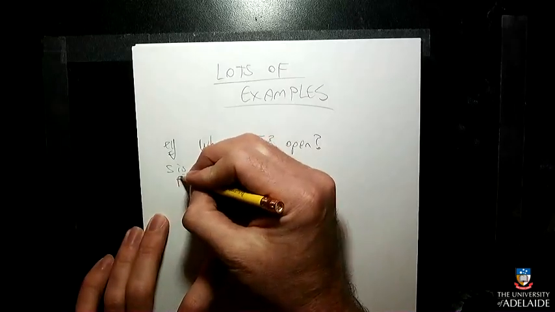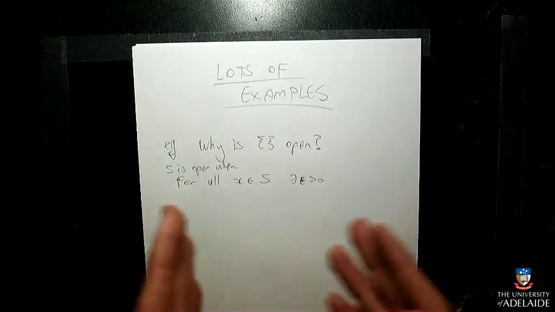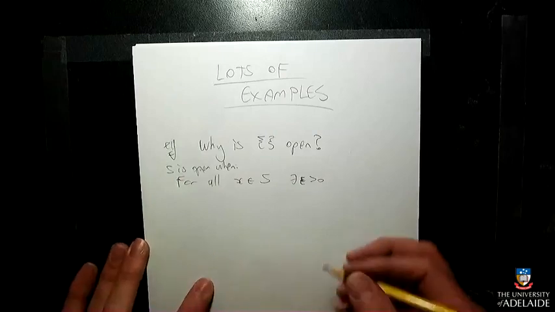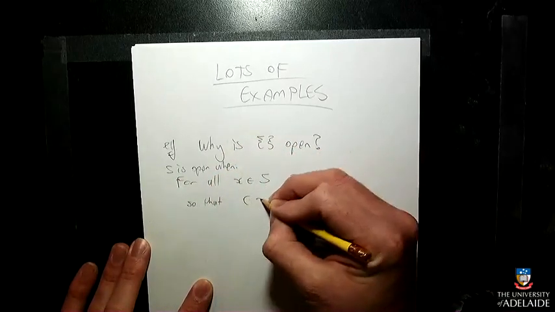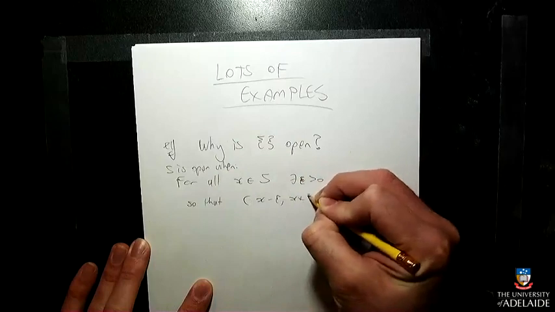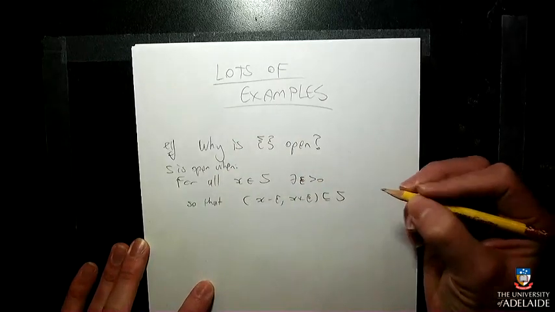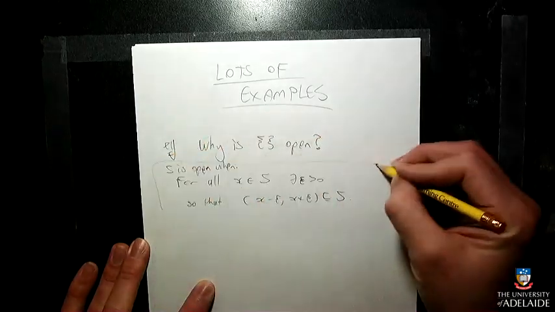So for all x in S, there's an epsilon such that the entire interval centred on x of width epsilon is contained inside the set. Is that the definition? That's what I would say. For all x there exists an epsilon so that the entire interval (x minus epsilon, x plus epsilon) is contained in or equal to S. Okay, so that's our definition.